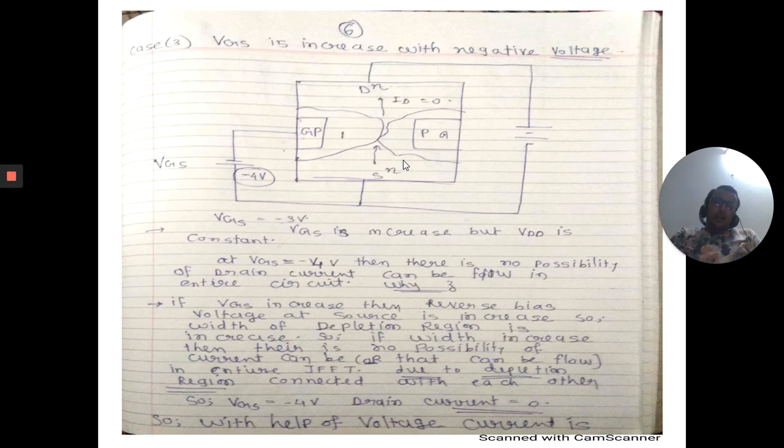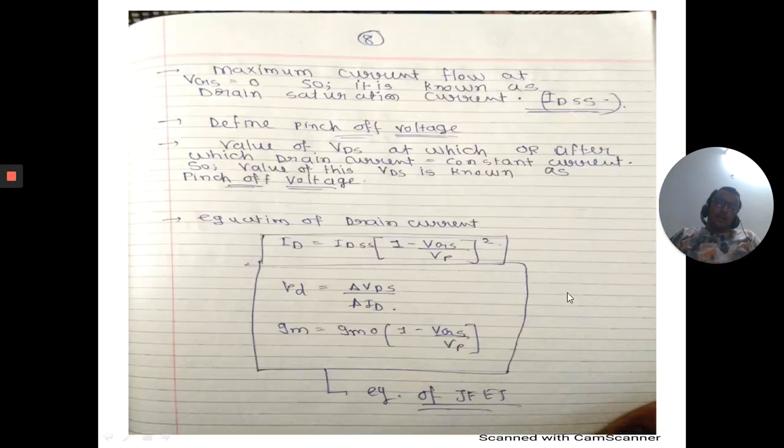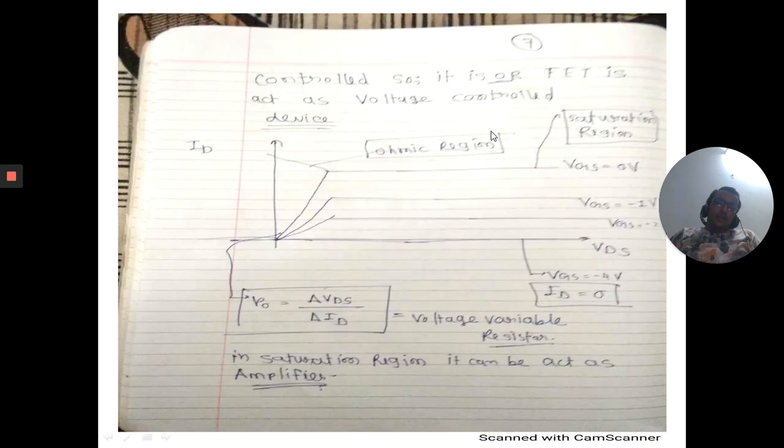So electrons cannot travel from source to drain. What will the drain current become? 0. So VGS equal to 0 volt, VGS equal to -1 volt, -2 volt, -4 volt. Then what will the drain current be? 0. This is known as the characteristics of the JFET, and the output resistance is delta VDS upon delta ID.